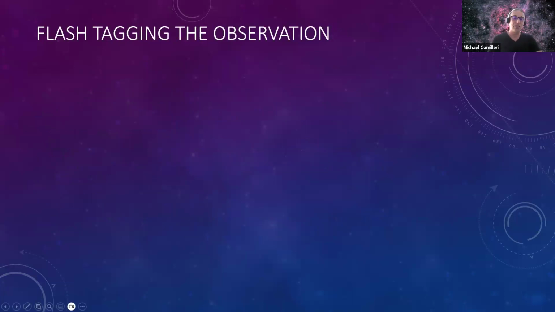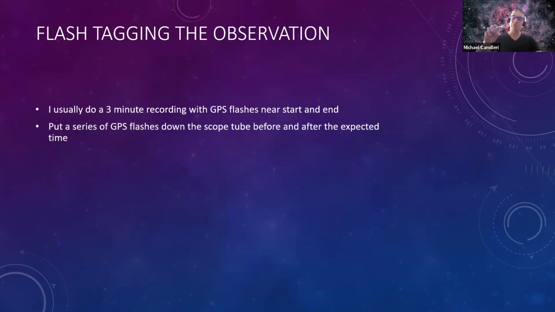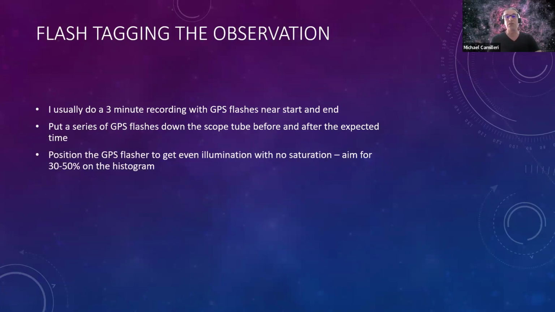So to actually flash tag the observation, it's a fairly simple process. I usually just do a 3-minute recording, and all I do is I just hold the GPS flash unit in front of the scope tube, and that puts the flashes down the tube and they get recorded. So I do 3 minutes, so I've got enough time to get up from my seat, put those recordings in and out. You do need to position the flasher so you get even illumination.